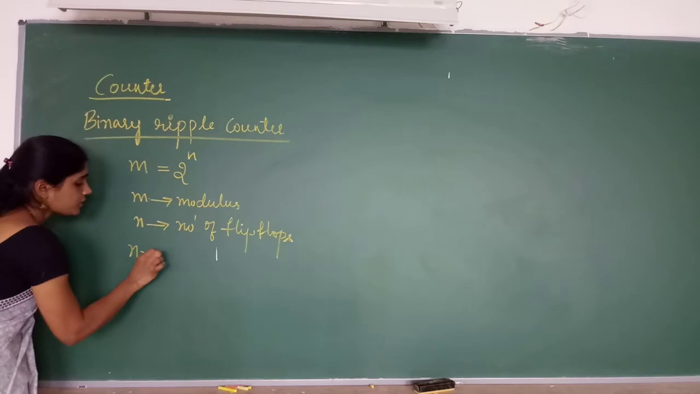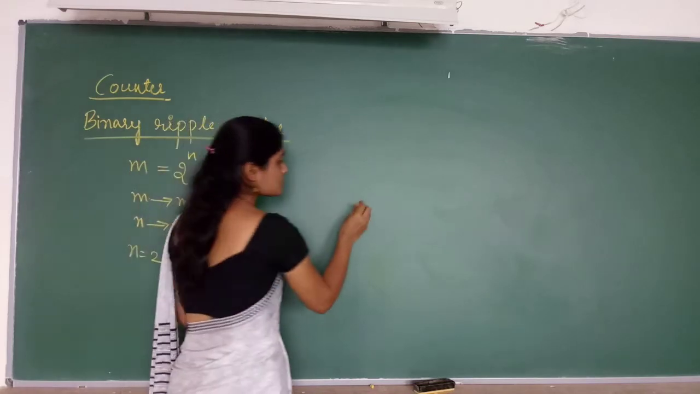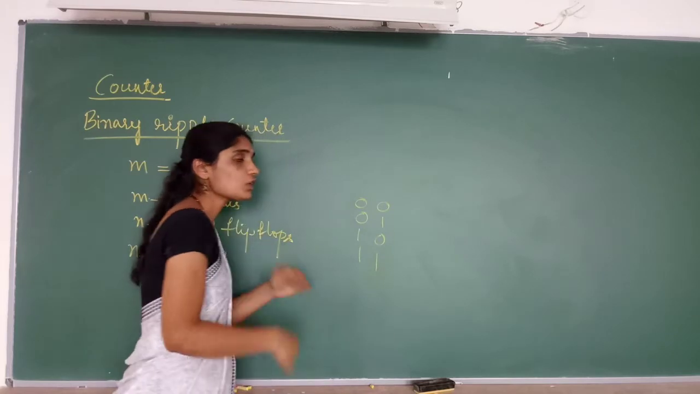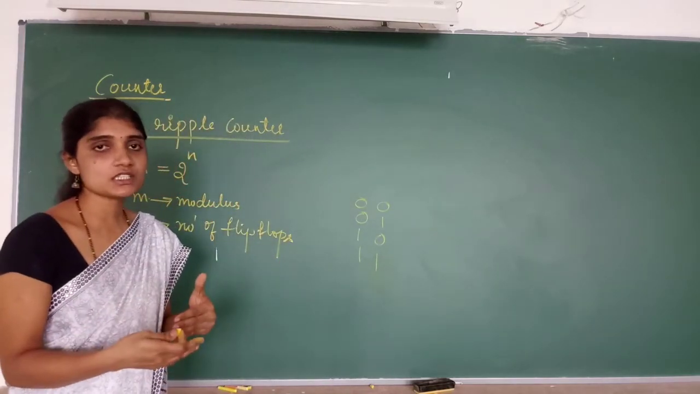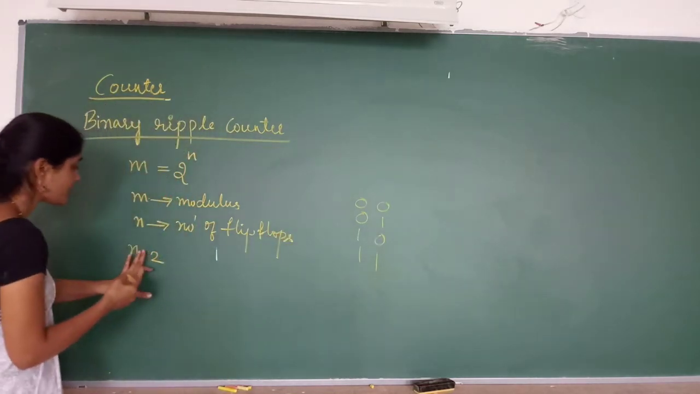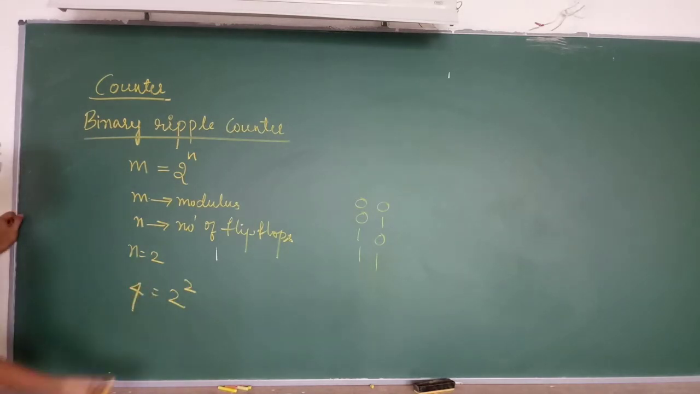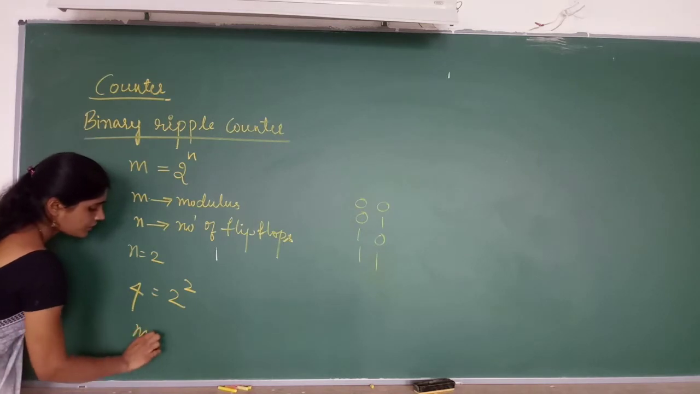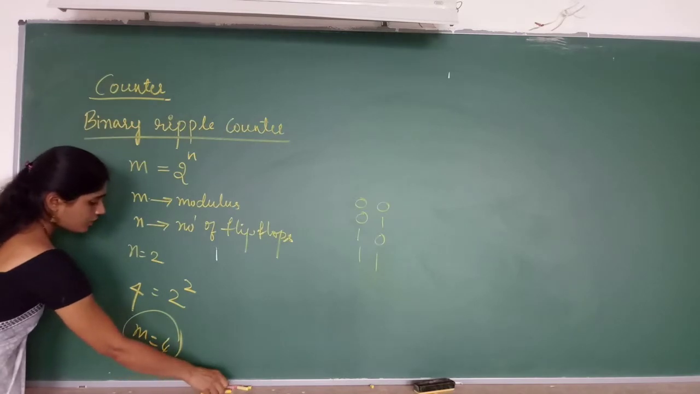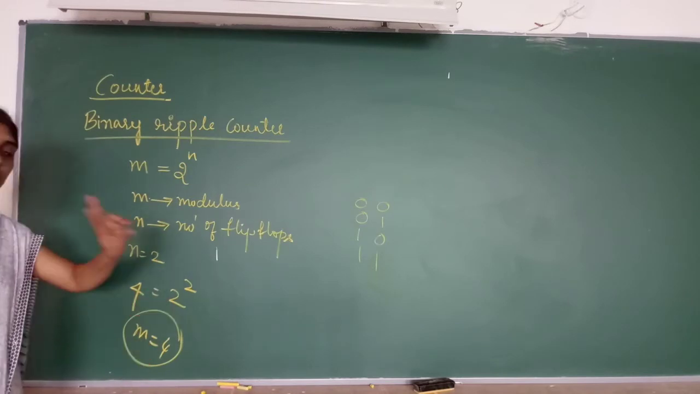If n is equal to 2, if I use 2 flip-flops, how many different combinations do I get? 2 flip-flops can store 0 0, 0 1, 1 0, 1 1. So the total number of different combinations that the counter can generate is 4. If n is equal to 2, what is 2 power 2? 4. So the modulus is 4, m is equal to 4. Using 2 flip-flops, you can design a mod 4 counter. Or the other way, if you want to design a mod 4 counter, use 2 flip-flops.